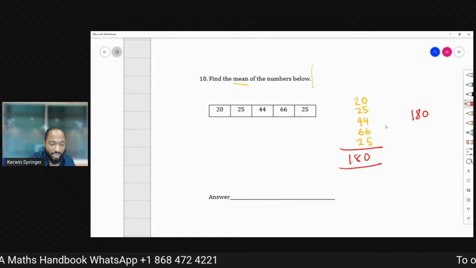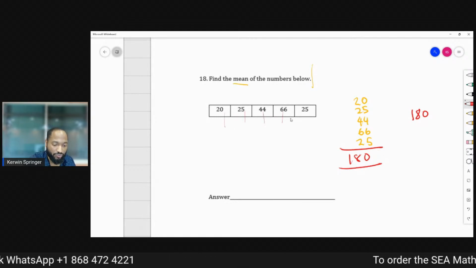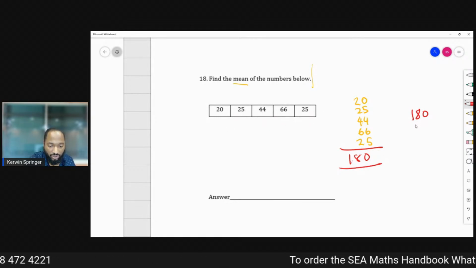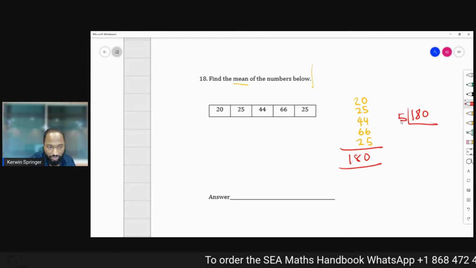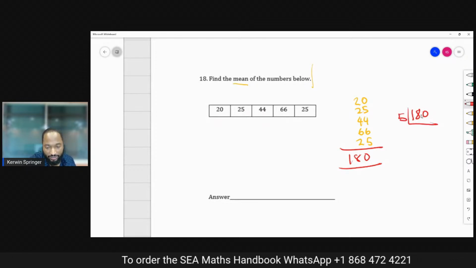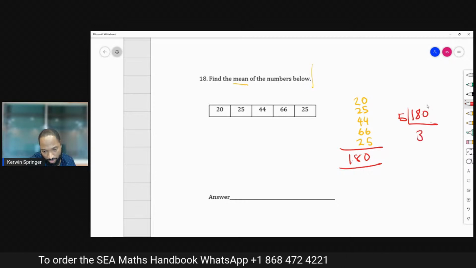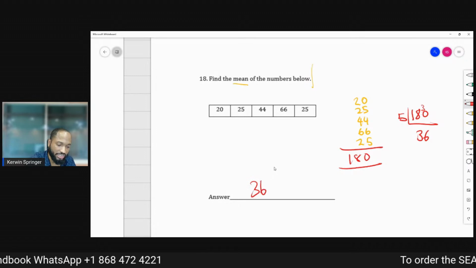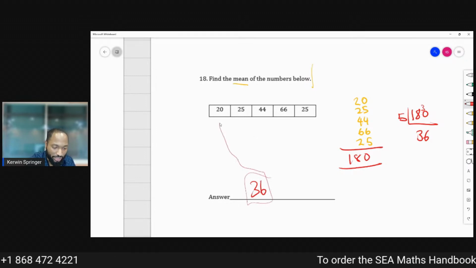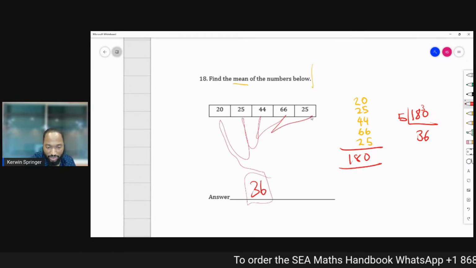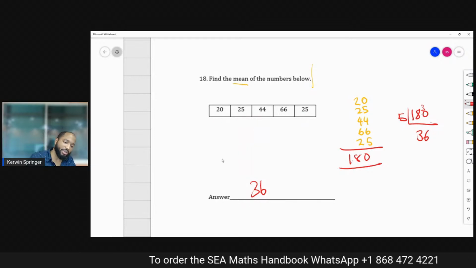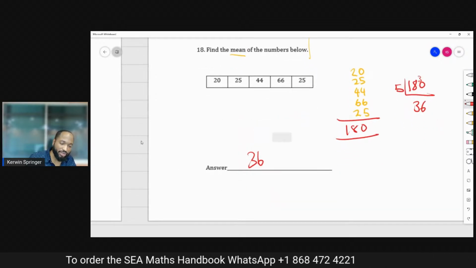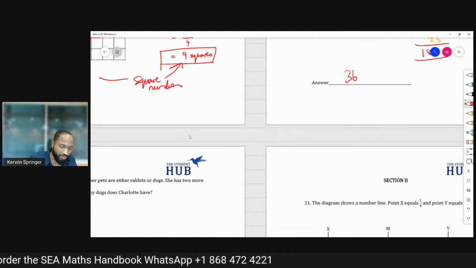I'll get 180, and then 180 divided by 5. 5 into 18 is 3, remainder 3, and 5 into 36 is... So this is 36. 36 is the mean. Anytime you get a mean, go back and check the numbers and see if it looks like the middle number. Yeah, 36 looks like it belongs in the middle there. You know, average.